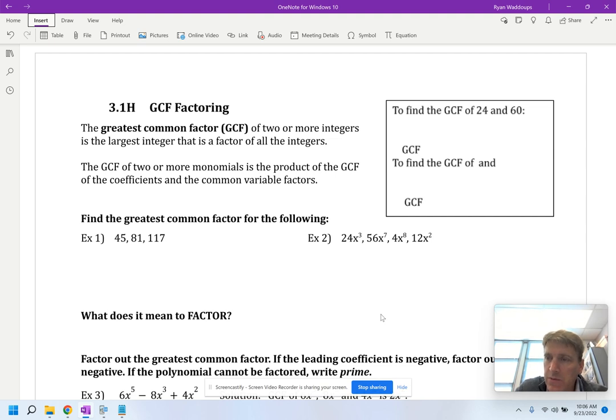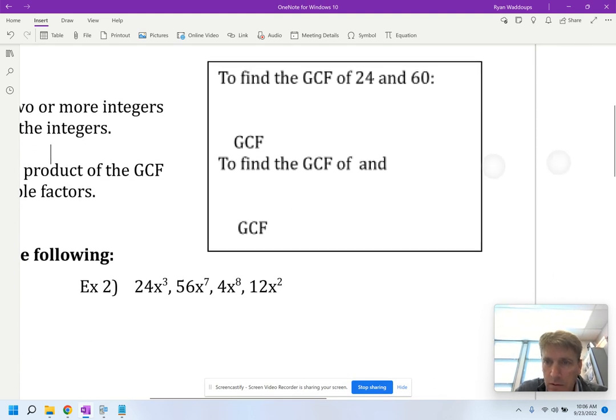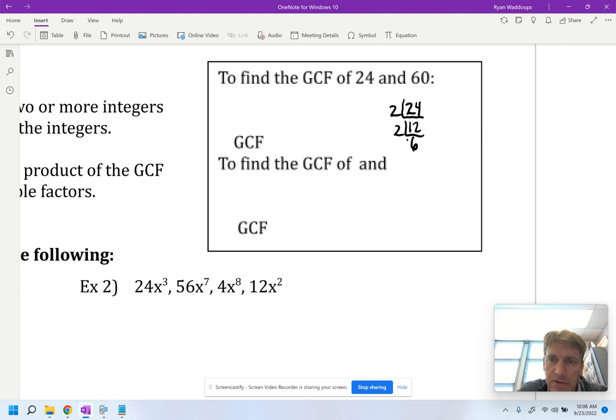So the way we would do this is, I'm going to write 24, and then I'm going to start with the smallest prime factor, which is 2. And 2 goes into 24 12 times. And 2 goes into 12 6 times. And 2 goes into 6 3 times. And because 3 is prime, we stop there.